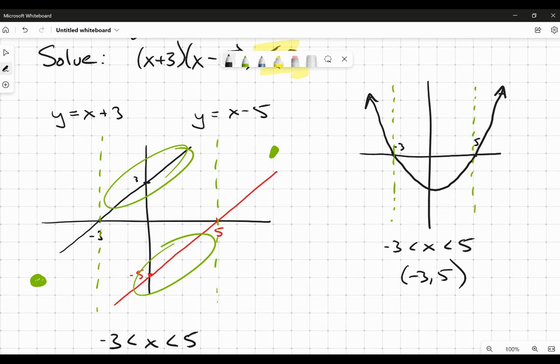And I think it's easier to look at it this way: look at my parabola, identify the x-intercepts, and then just identify whether the interval that I'm looking for is in between those two x-intercepts or on the outside of those two x-intercepts, because that's typically how it's going to work with a parabola.